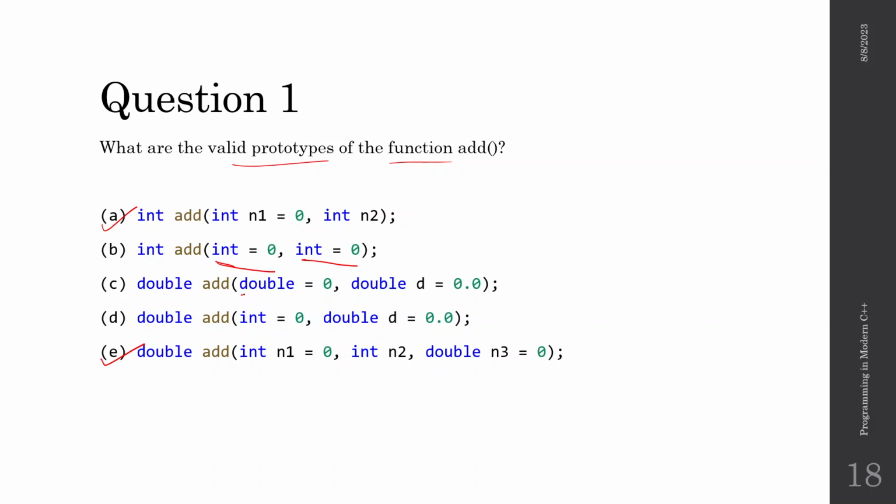In C also you can see that we have written double equal to 0, which is again not the correct syntax. This one is correct, double d equal to 0.0, but double equal to 0 is not correct. And in case of D, we have int equal to 0, and double d equal to 0.0, this is fine, but int equal to 0 is not correct. So B, C, and D are incorrect prototypes, and A and E are correct.